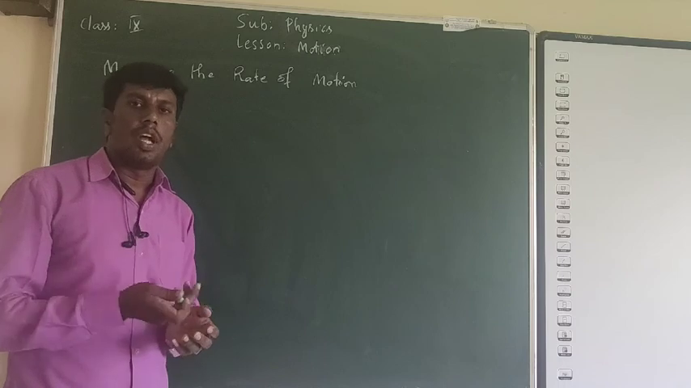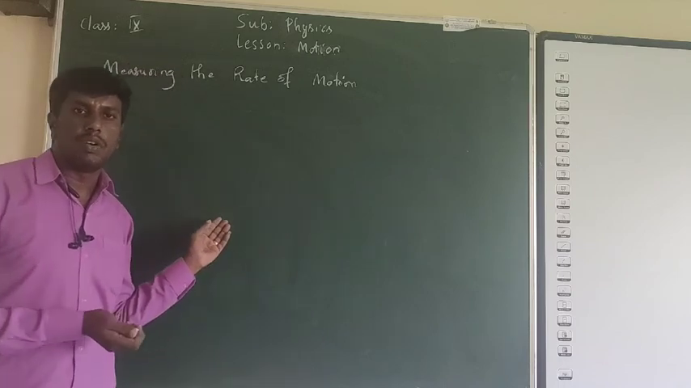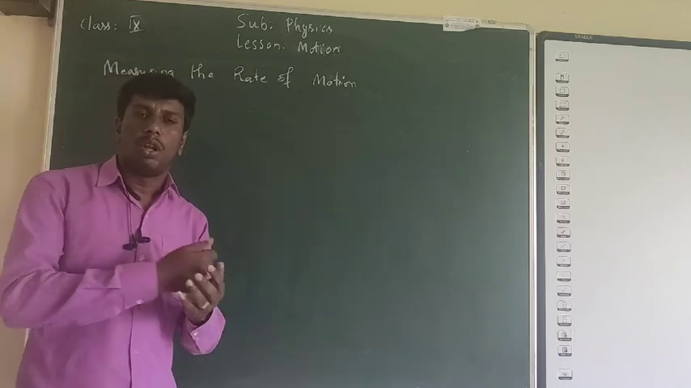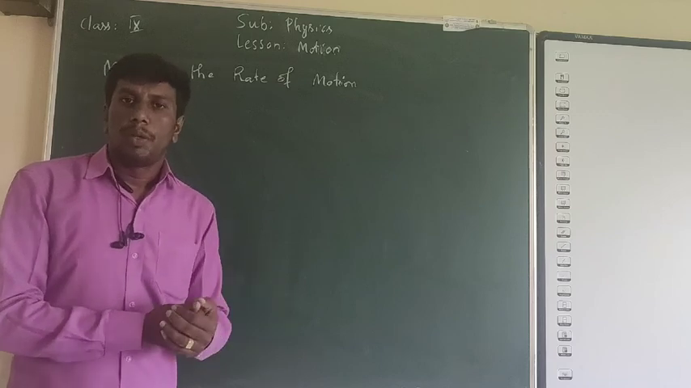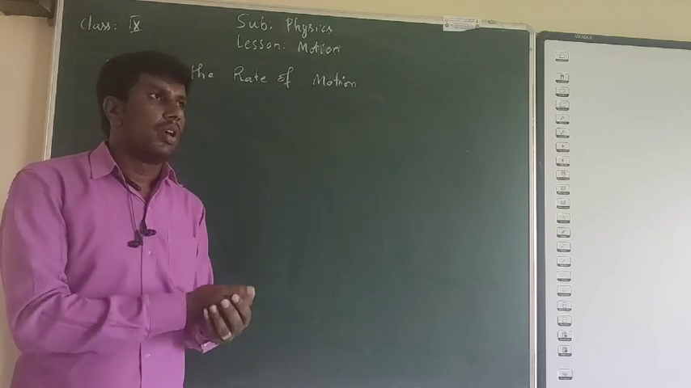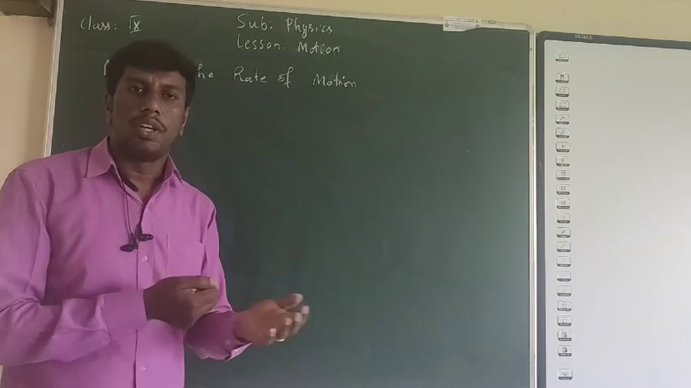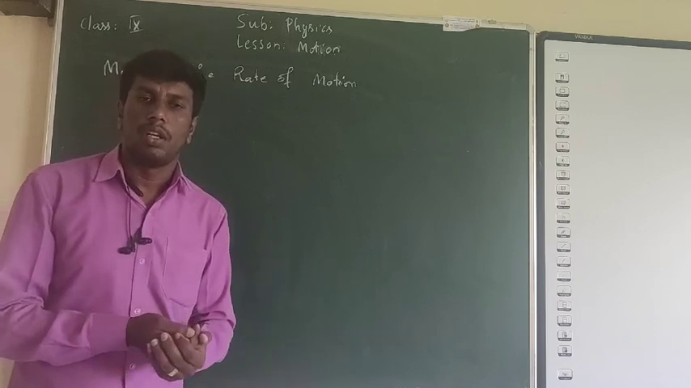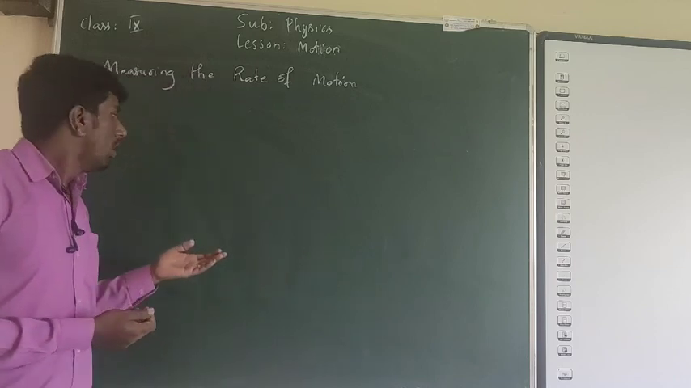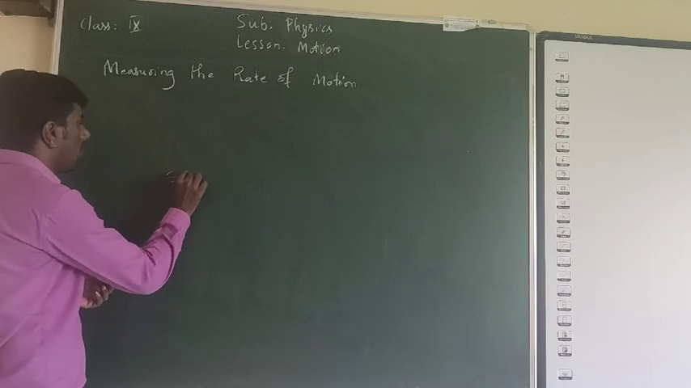You may observe that by playing cricket and all, you can observe that the bowler is bowling a ball at 150 km per hour. And you can say that vehicles are going at 100 km per hour, 50 km per hour. What does that mean, 50 km per hour?